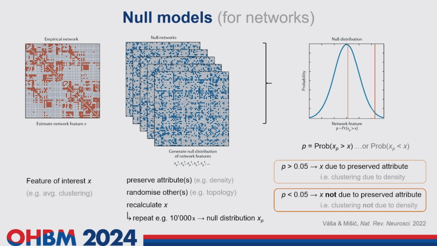However, if our empirical value is extreme relative to the null distribution, and our p-value is significant, then we would conclude that our feature of interest is not due to the preserved attribute, but is due to the attribute that was randomized. In this example, the presence of clustering in that empirical network does not arise simply as a function of the density of the network, but it is related to the specific pattern of connections, to the specific topology. And that actually would be the case here.